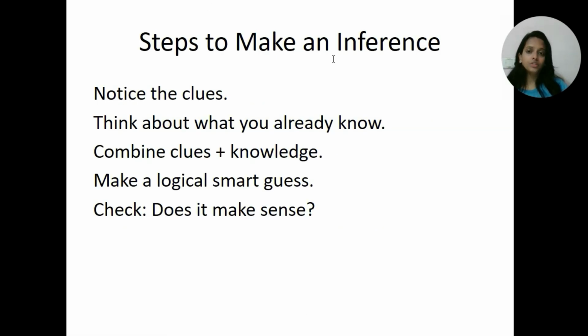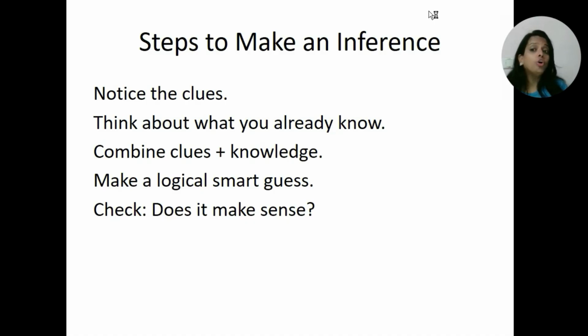Example, here is a sentence. Alex's hands trembled as he reached for the microphone. So the clues here are hands trembled, reaching for microphone, right? And the background knowledge, yes, people's hands tremble when nervous or scared. Microphone means public speaking or performance. So the inference here is Alex is nervous about speaking or performing. And yes, you have to check it. Trembling plus mic, nervousness, which is logical. Got it? See, it's not complicated. Notice, connect, infer, and check.